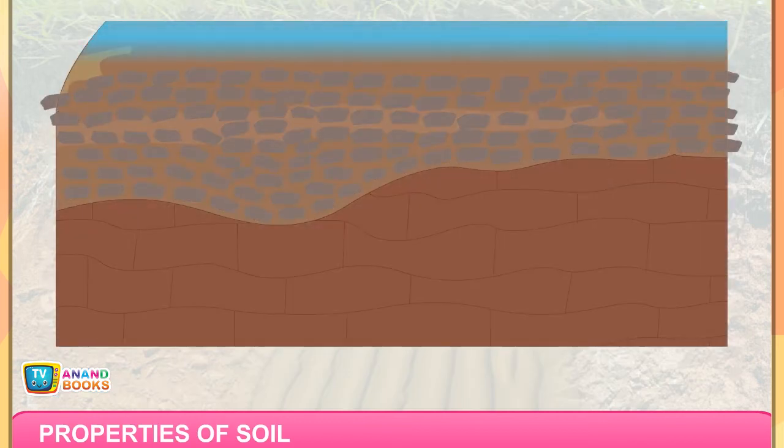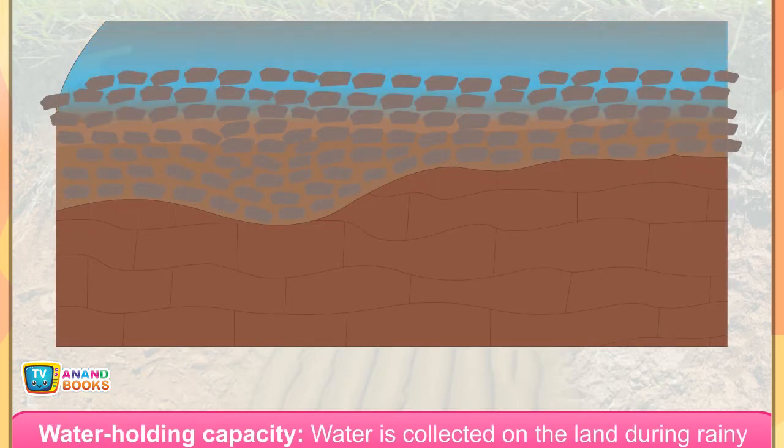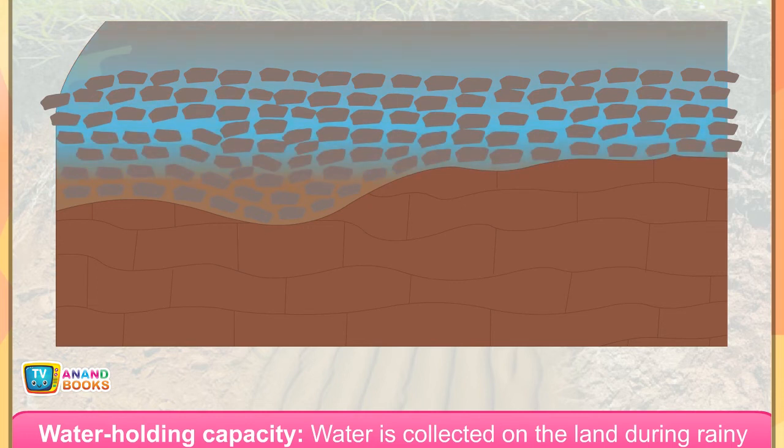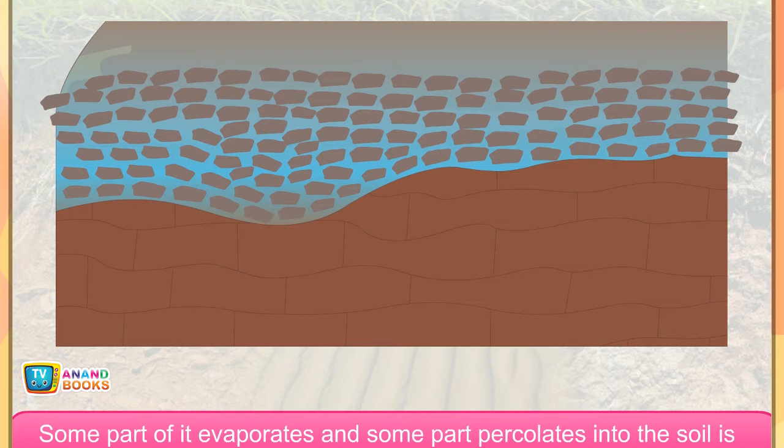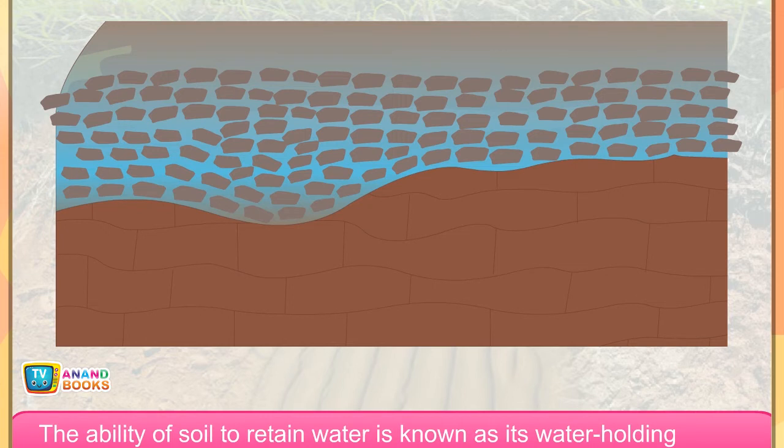Properties of soil. Water holding capacity. Water is collected on the land during rainy season. Some part of it evaporates and some part percolates into the soil and is retained by it. The ability of soil to retain water is known as its water holding capacity. It depends on the type of soil.